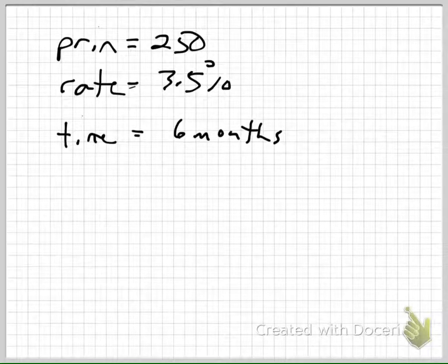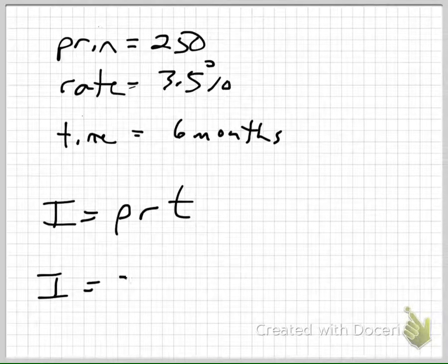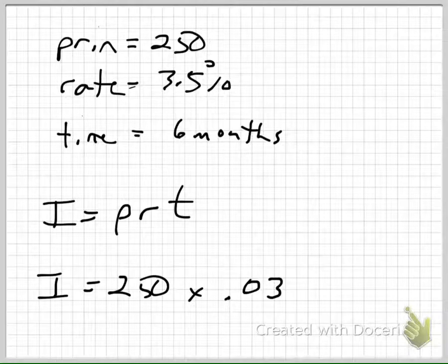What's the formula? Interest equals principal times rate times time. We're looking for the interest. That's what they're asking for. What's the principal? 250 times. How do you do 3.5%? 0.035. How do you do 6 months? 0.5. What does it come out to? 4.375.